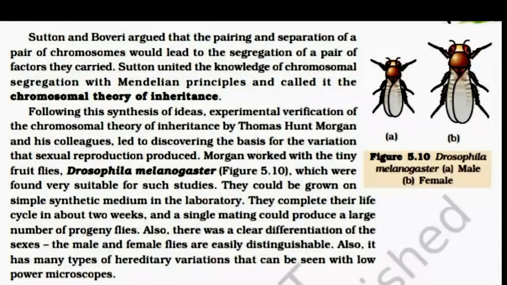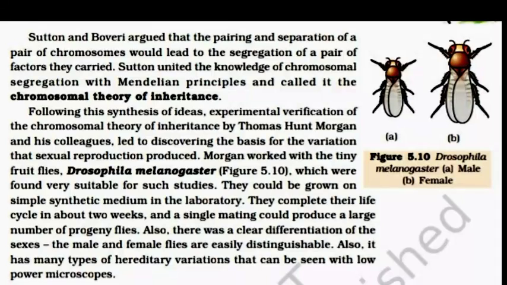Following the synthesis of ideas, experimental verification of the chromosomal theory of inheritance by Thomas Hunt Morgan and his colleagues led to discovering the basis for the variation that sexual reproduction produced. Morgan worked with the tiny fruit flies, Drosophila melanogaster, which were found to be suitable for such studies.